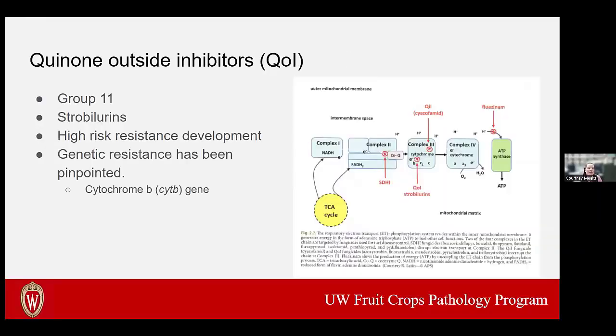It's my favorite. But specifically, I'm looking at group 11, the quinone outside inhibitor, QoI fungicides. These are called your strobilurins. And this is just an image here of ATP synthase. This is how the fungus is producing energy. You can see here, each one of these red pieces is a different group number of a fungicide, and it shows you how specific these fungicides are at their target. This is a high risk for resistance development because it's a single site. It's targeting one thing, specifically in the cytochrome b gene, and it's affecting the electron transport. So this fungicide is applied and the fungus can no longer produce energy. It dies. And like I mentioned, genetic resistance, the genotyping, has been pinpointed to changes in the cytochrome b, or CYTB, gene.